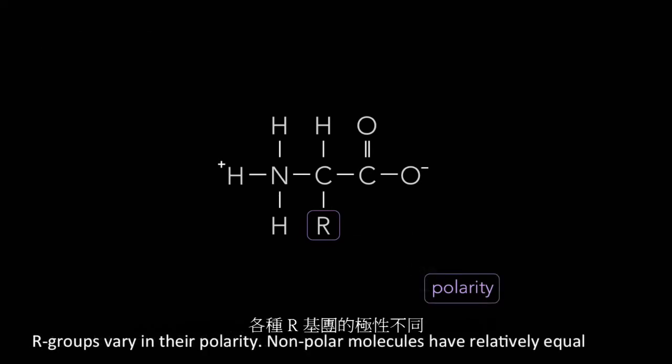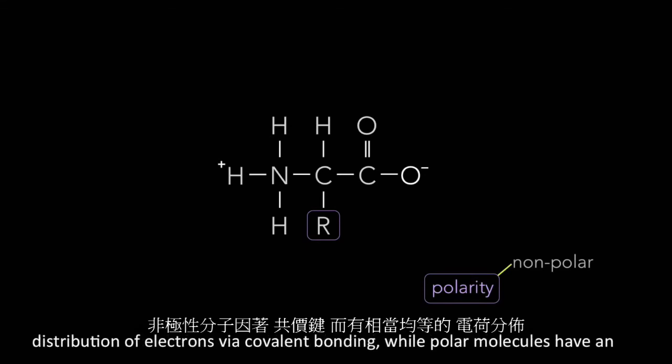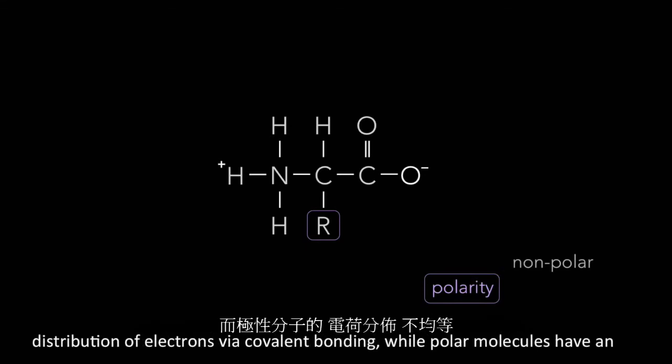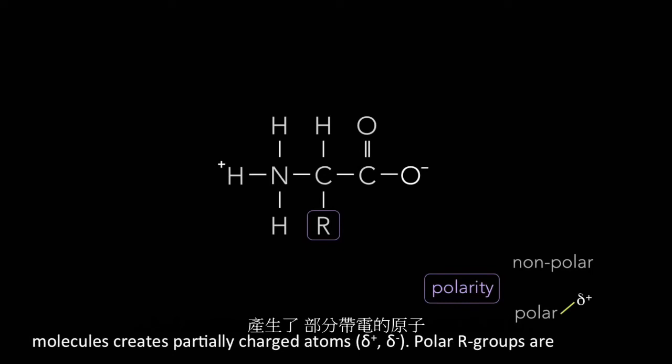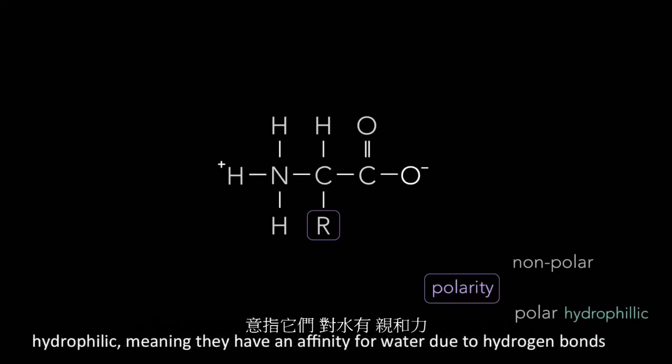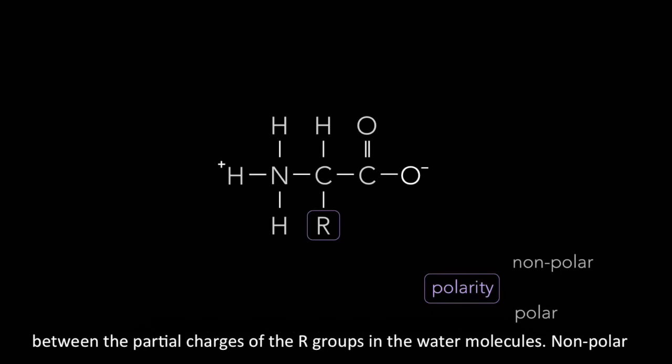R groups vary in their polarity. Nonpolar molecules have relatively equal distribution of electrons via covalent bonding, while polar molecules have unequal distribution of electrons. The unequal distribution of electrons in polar molecules creates partially charged atoms. Polar R groups are hydrophilic, meaning they have an affinity for water due to the hydrogen bonds between the partial charges of the R group and water molecules.